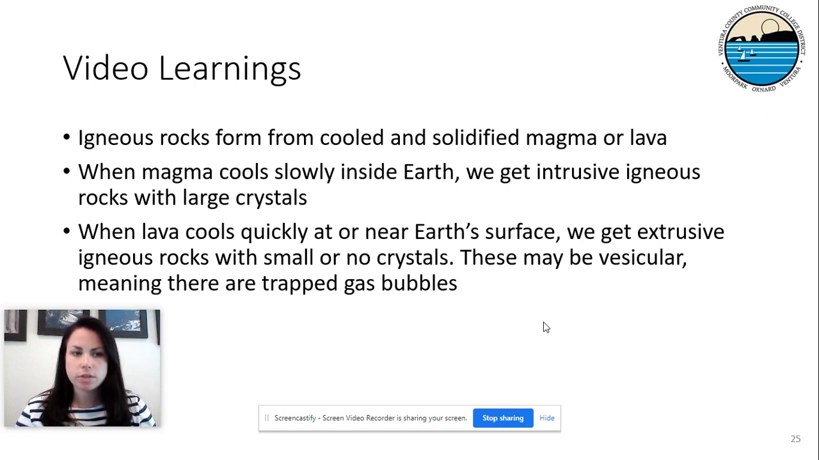it for other lectures. So some of the things that the video pointed out is that igneous rocks form from cooled and solidified magma or lava. When magma cools slowly inside the Earth, we get intrusive igneous rocks. Typically, they have large crystals. And when lava cools quickly at or near the Earth's surface, we get extrusive igneous rocks. And generally, they have small or no crystals. These may be vesicular, meaning there are trapped gas bubbles.